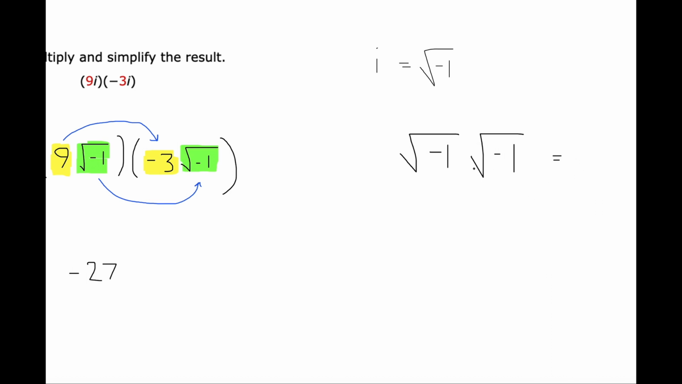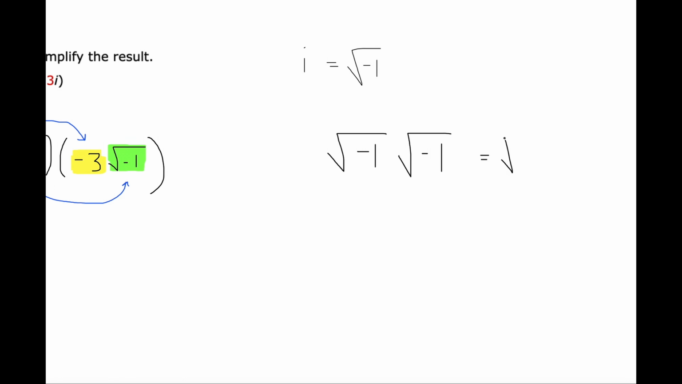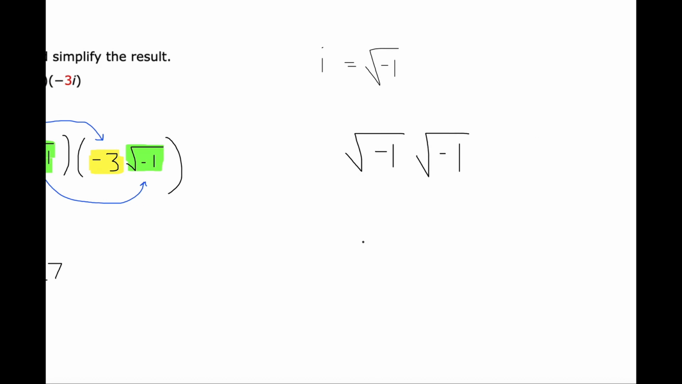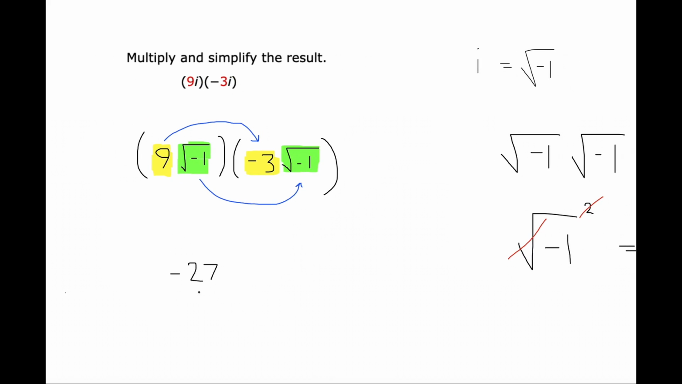It might be tempting to think that this could become a square root of positive 1, but that's wrong. Instead, it should be thought of as a square root of negative 1 squared. The square and the square root cancel off. And so the answer to this is actually negative 1. This gives us positive 27.